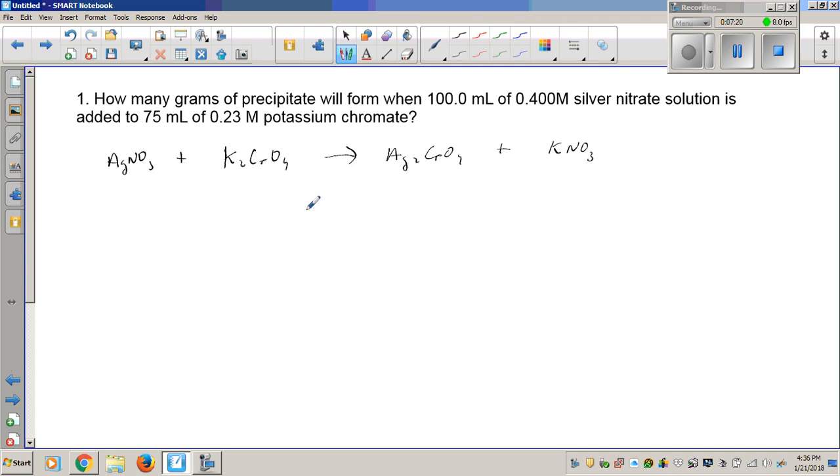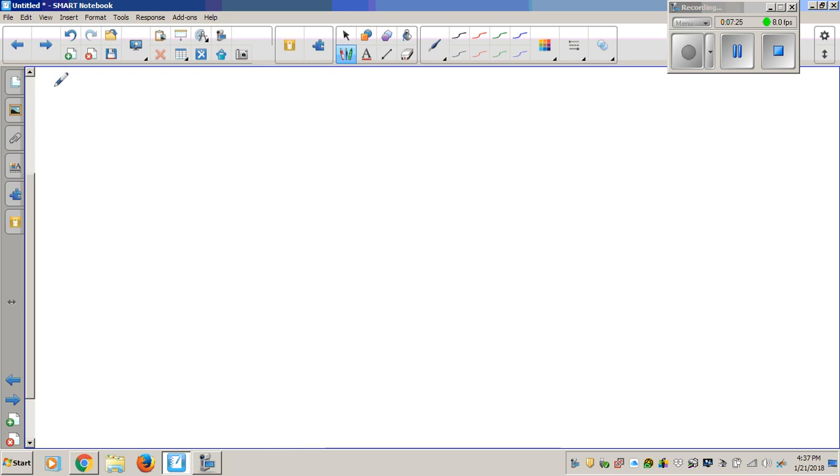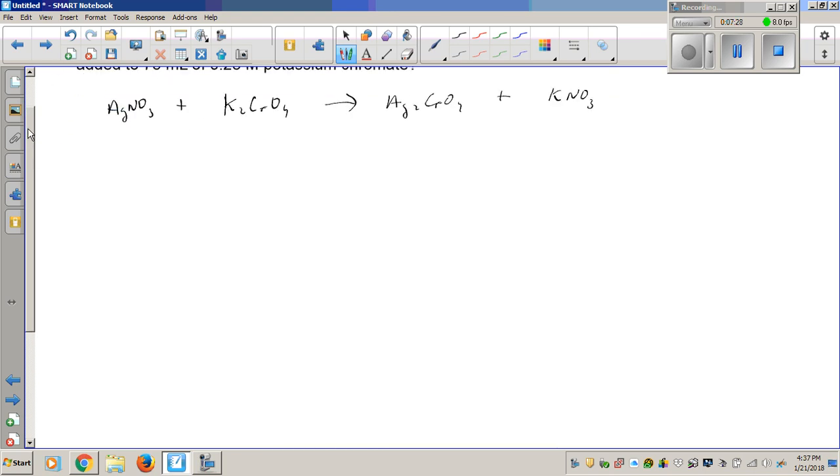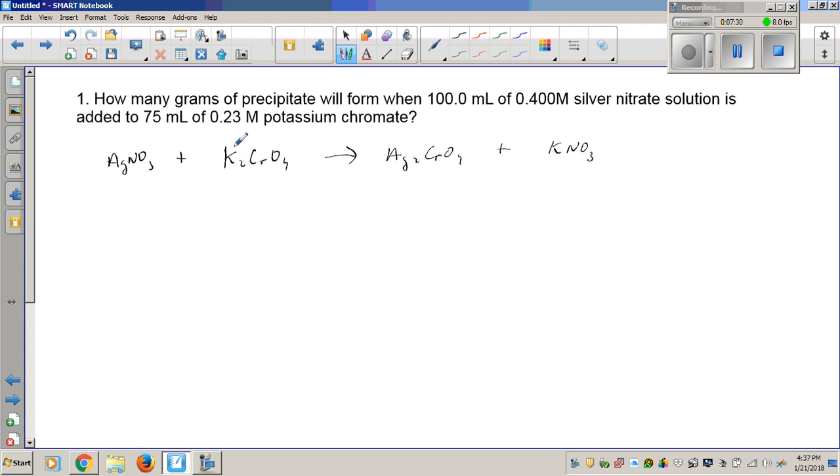soluble. They're not soluble except for when you're with the alkali metals, because everything with alkali metals is soluble. So this potassium and chromate will be soluble, or aqueous. All nitrates are aqueous, but chromates are not. And since it's not with an alkali metal, this is going to form a solid. And we also know alkali metal and nitrates are always going to be aqueous. So it's a no-brainer. This is going to form our precipitate, or our solid.